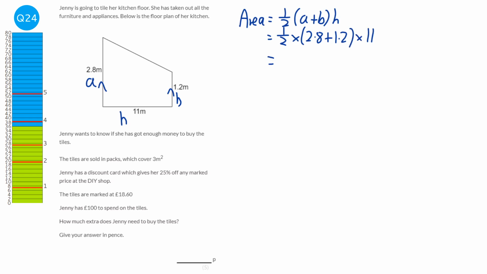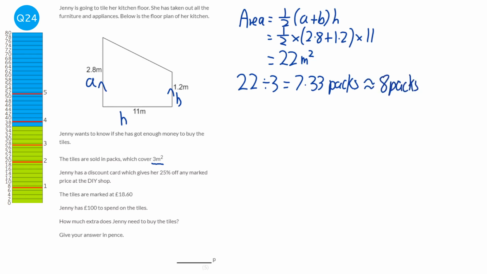And when we do that, we get 22. So the area of the floor is 22 meters squared. And it says here that the tiles are sold in packs which cover 3 meters squared. So if each pack covers 3 meters squared, we're going to do 22 divided by 3, which will be 7.33 packs that we need. Now obviously you can't get 0.33 of a pack, so we're going to have to get 8 packs and just have some left over. So we'll need 8 packs in total.